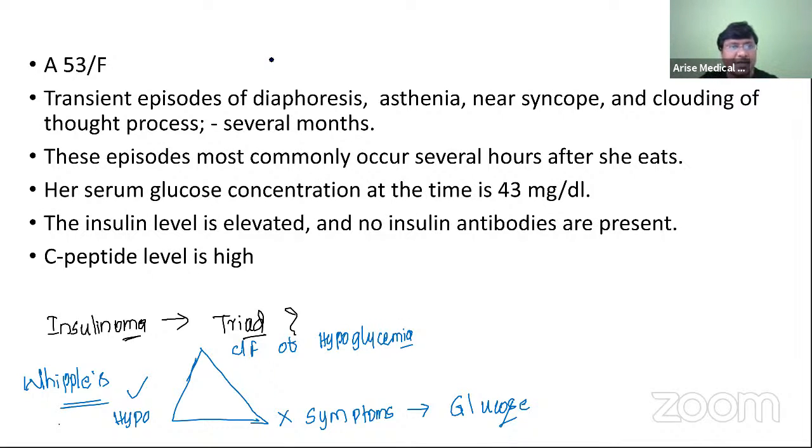Now you see, our patient is having the features of hypoglycemia: diaphoresis, asthenia, near syncope, clouding of consciousness. All of that is suggestive of hypoglycemia. And at that time the blood glucose was done, it is around 43. Now the question says very clearly, the insulin levels are elevated.